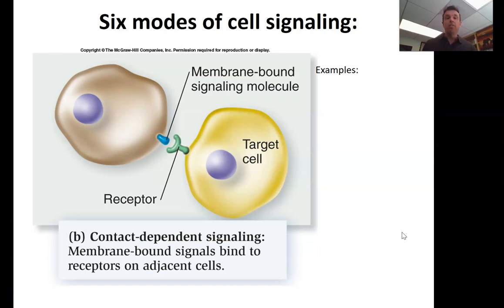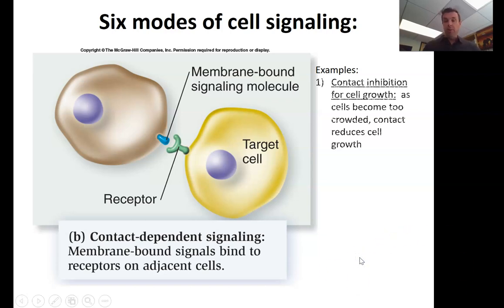All right, the next type of cell signaling is contact-dependent signaling. So this is when, as I was talking about, the receptor is membrane-bound as normal, but the ligand is also membrane-bound. So in order for this signaling to happen, these two cells have to come in direct contact with each other. All right, so see if you can think of any examples of this type of signaling that occurs in the human body. Well, there's actually quite a few of them, but the examples that I will give are based on cell growth.